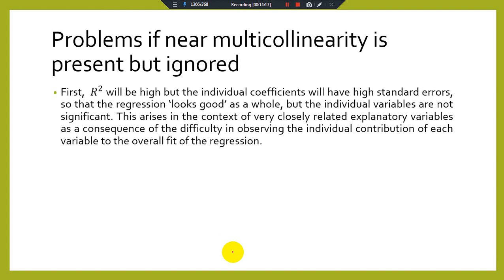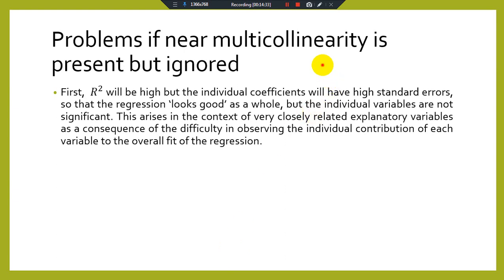Okay, problems if near or imperfect multicollinearity is present but we ignore it. First, R square will be high, but individual coefficients will have a high standard error, so that the regression looks like it is good as a whole, but the individual variables are not significant.